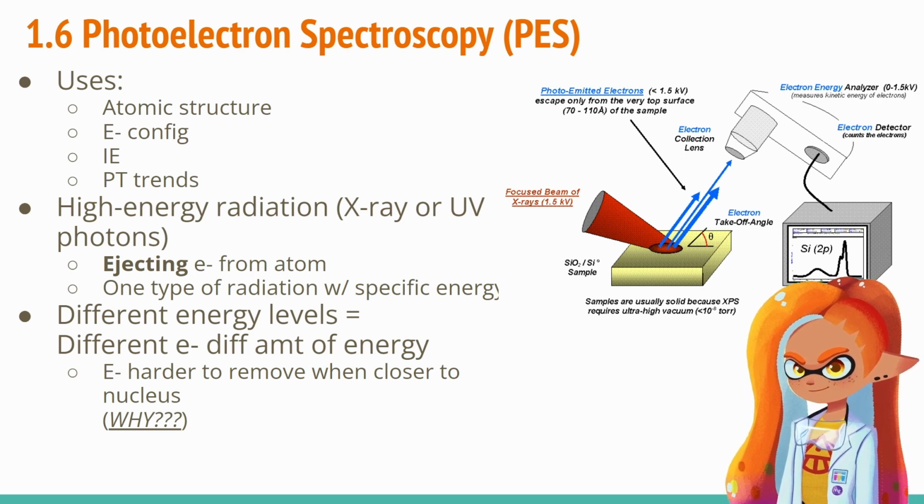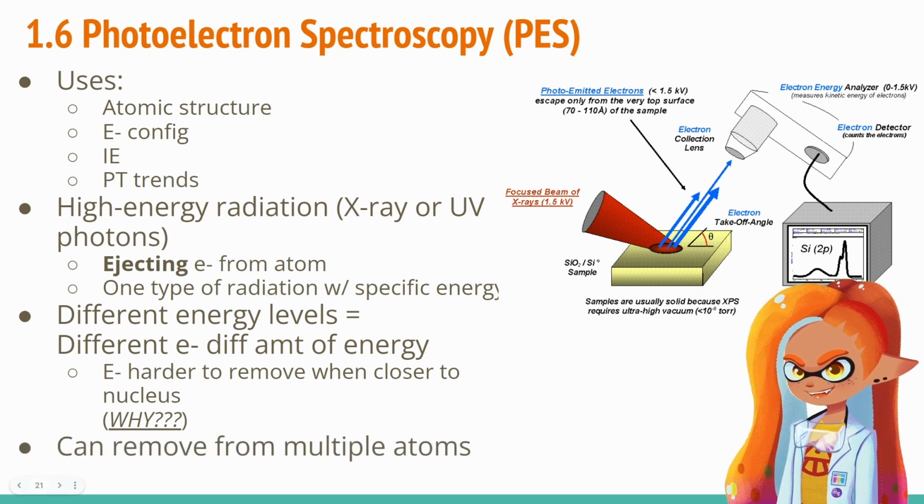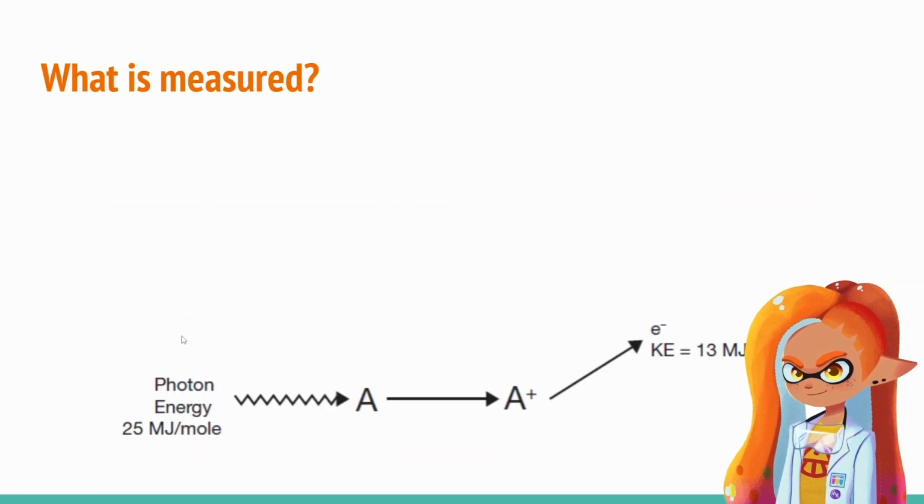Okay. Did you think about it? Did you try? Okay, so the reason why electrons that are close to the nucleus are harder to eject is because of attraction. Remember, the nucleus has protons, and electrons are negative, protons are positive, so they're attracted to each other, since opposites attract. If they are close together, then it will be more difficult to remove those electrons. Now, we can also use PES to remove electrons from multiple atoms, so just keep that in mind. Cool.